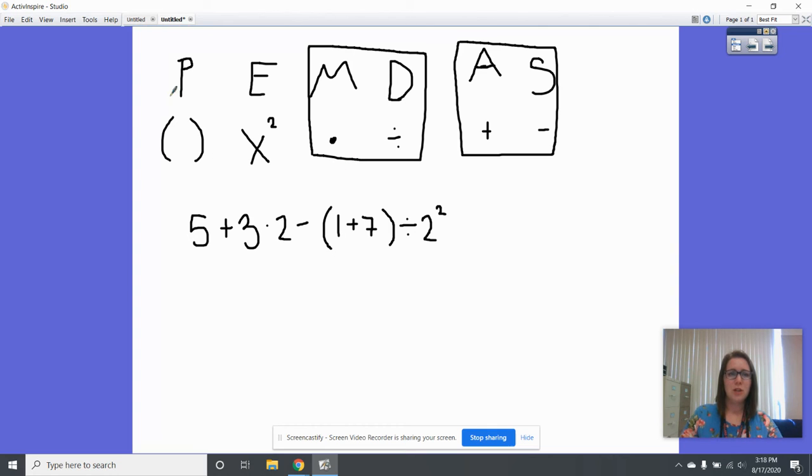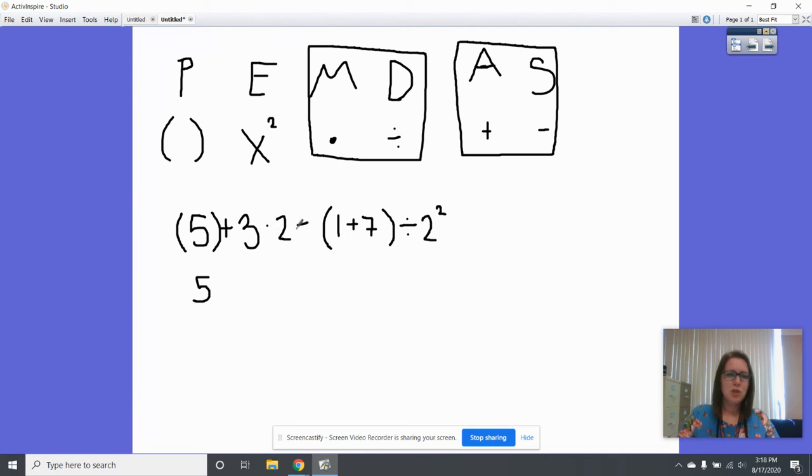P is first. We look and we say, are there any parentheses? Well, if I just have something like this, parentheses 5, that's a parentheses. But when I say, are there any parentheses, I really mean, are there any parentheses and something I can do inside the parentheses? If this 5 has a parentheses around it, there's nothing to do inside the parentheses, so that's good and done. So that's just 5.